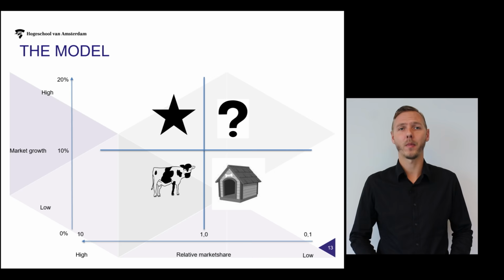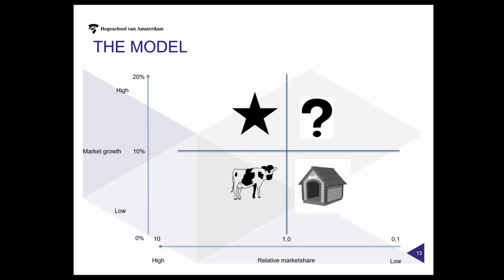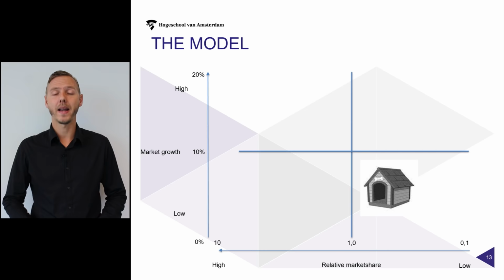So this is interesting, to keep some business units or product market combinations in this corner. Let's have a look at how this model works. As I told you, it's an investing decision making model. So you make investment decisions on this model.